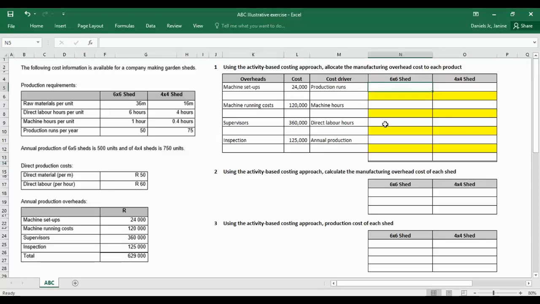Okay, so now let's allocate the costs. So the total costs or machine setup costs is 24,000. Okay, that is what we need to share between the two products. We are going to share or allocate it using the number of production runs. So for the 6x6 shed, there's 50 out of a total of 125, right? The 50 plus the 75 is 125 in total. So it's 24,000 times 50 divided by 125.